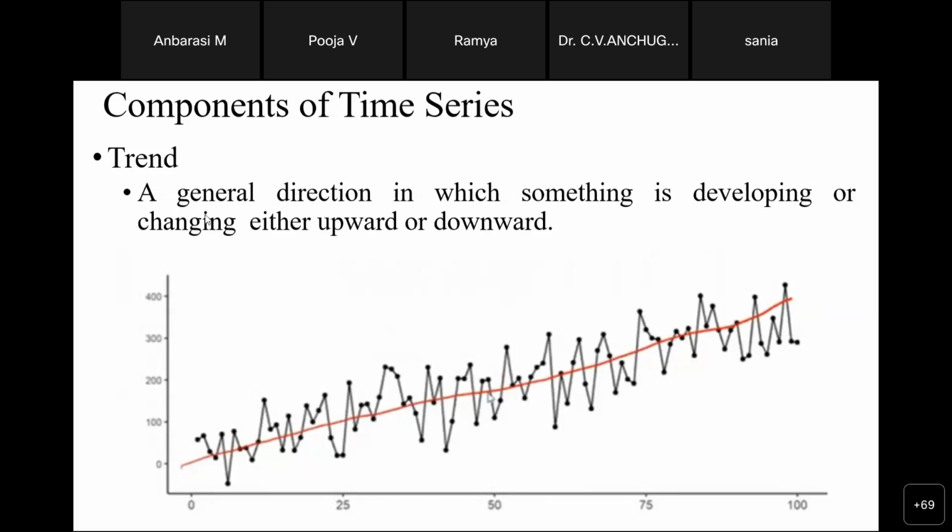See here, trend is the general direction in which something is developing or changing, either in an upward direction or in a downward direction. This is one of the most important components of time series analysis. Generally, trend increases or decreases in value over a period of time. In this picture, it shows the upward direction in the time series data.